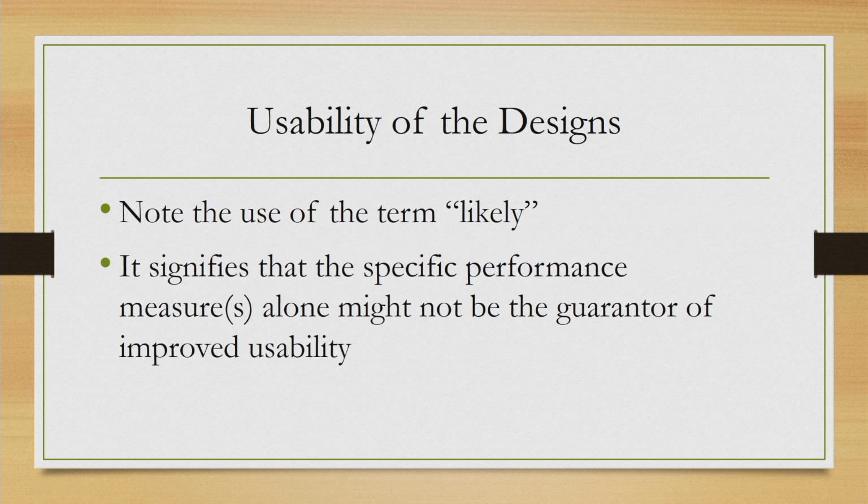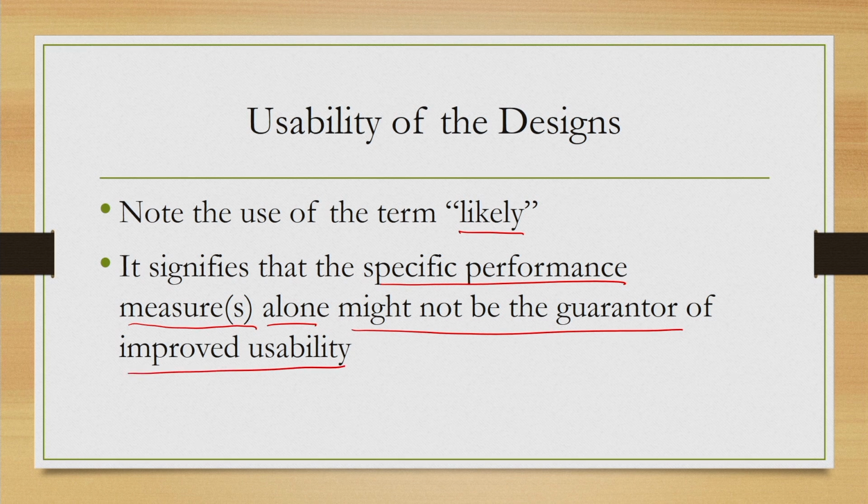Note the use of the term likely. This term signifies that specific performance measures alone may not be the guarantor of improved usability. So, here we are indicating some possibility rather than certainty.